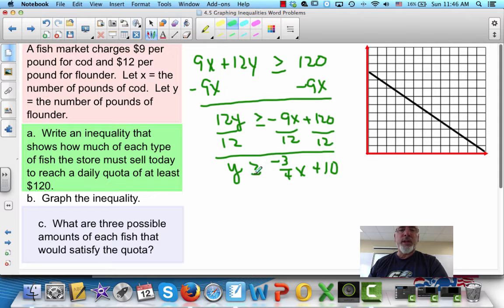So now where are we going to shade? We're going to shade above because it says y is greater than or equal to. So we shade above the line, because when it says greater than or equal to, you shade above the line, and it includes everything that's on the line.